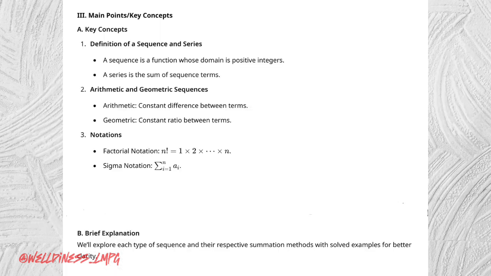So we've already defined what sequences and series are, but let's just do a refresher. A sequence is a function whose domain is positive integers, and a series is the sum of sequential terms. Now, arithmetic and geometric sequences. Here is something that you can use to differentiate them. For arithmetic, it has a constant difference between terms, while geometric has a constant ratio between terms. So we're also going to touch on factorial notation and sigma notation.